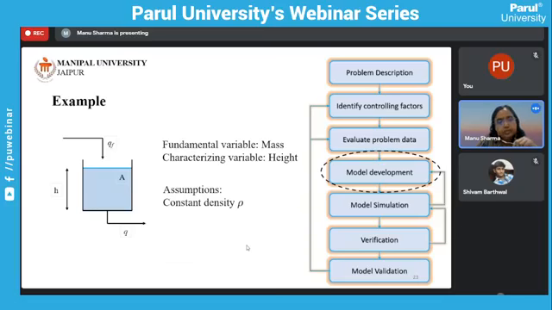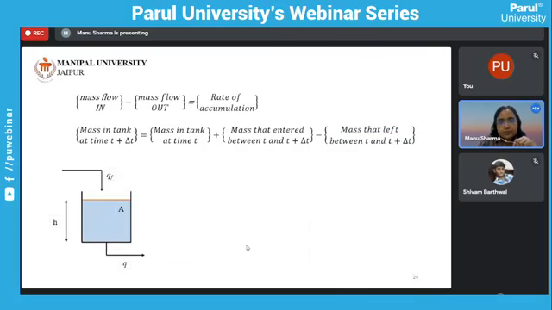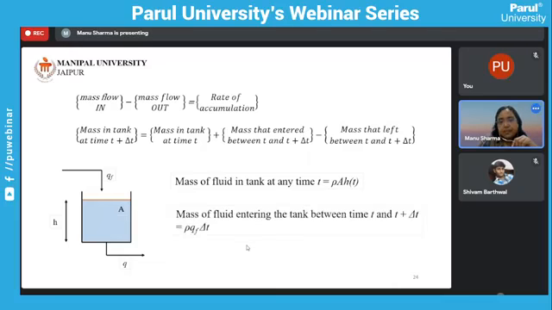For a continuous process also, we can develop the model. So here we have an input stream and an output stream. Based on the conservation principles, we can develop the mathematical model for the given process, and then we can simulate it. So the mass of fluid in the tank at any time is given as density into volume. After a certain time period, let's say after delta t time, the mass of fluid that is entering the tank between the time t and t plus delta t is rho into q into delta t.